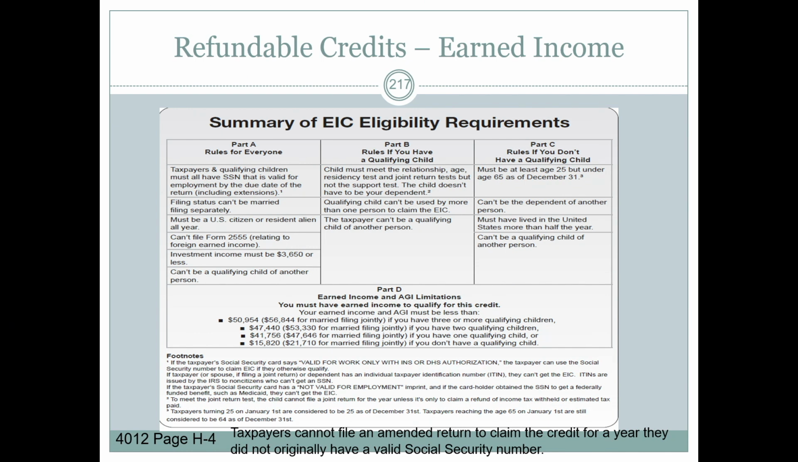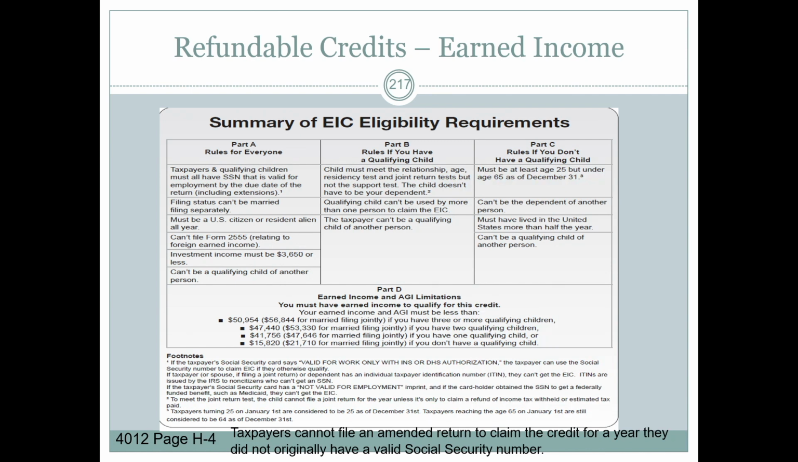And Part C, these are rules if you don't have a qualifying child. Must be at least age 25, but under age 65 as of December 31st. Can't be the dependent of another person. Must have lived in the United States more than half the year. Can't be a qualifying child of another person.